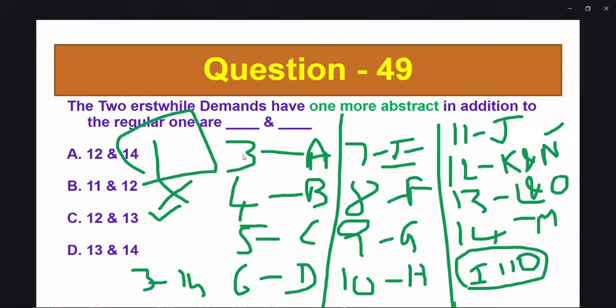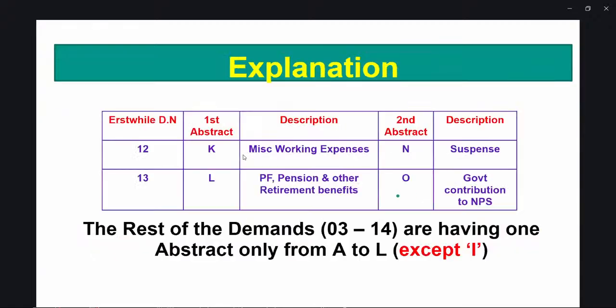Just now we discussed the budgeting of MAR and demands payable. O is the NPS government contribution. Very good answer. Please check, demand 12 has first abstract K, second abstract N. And demand 13 has L and O.